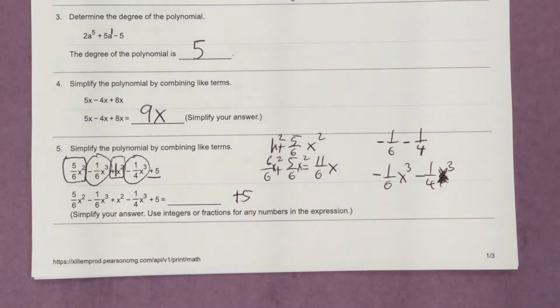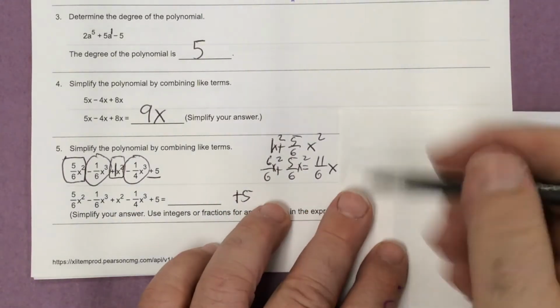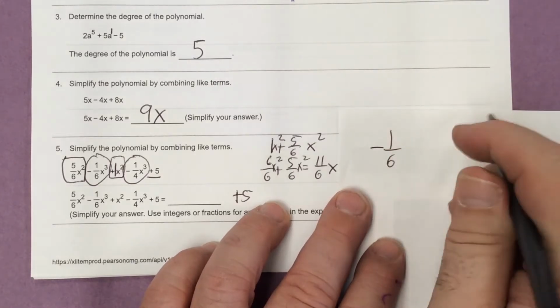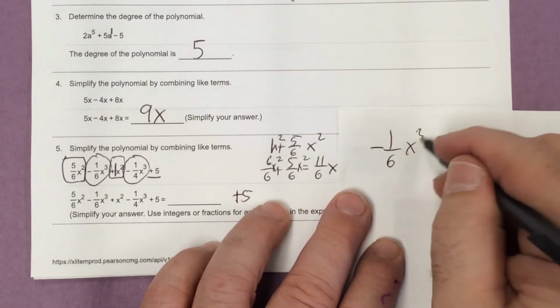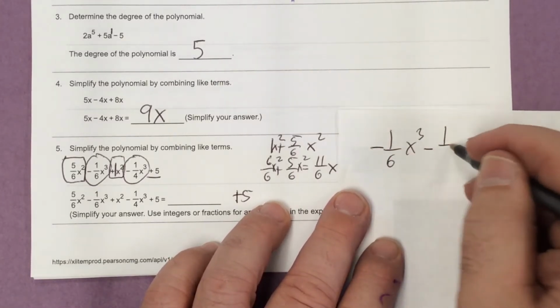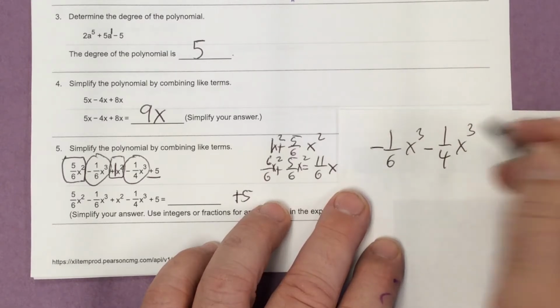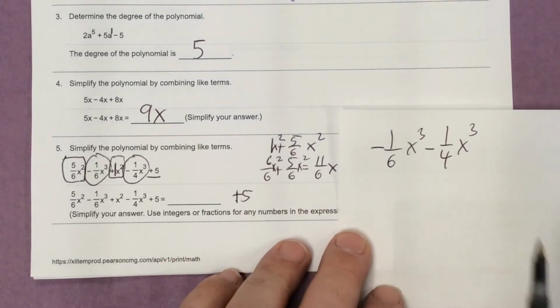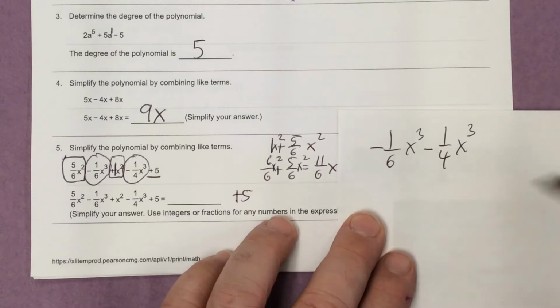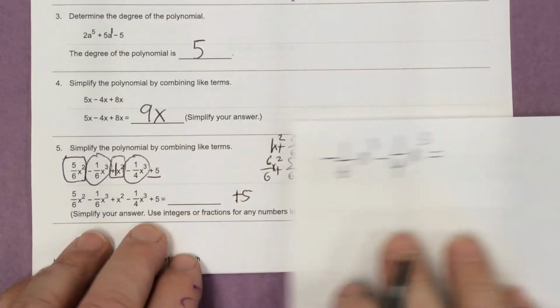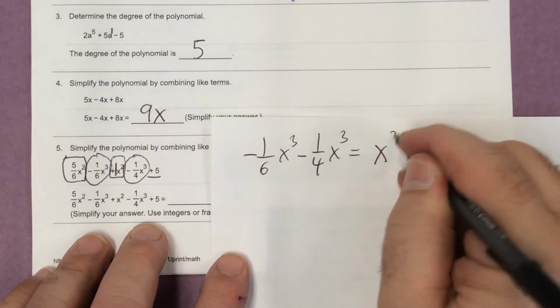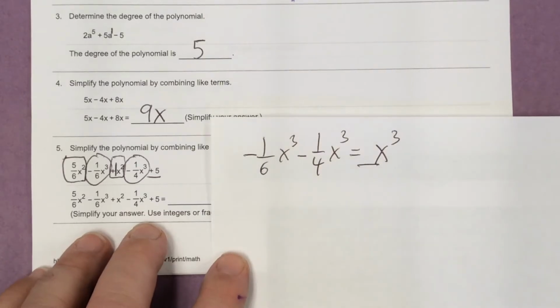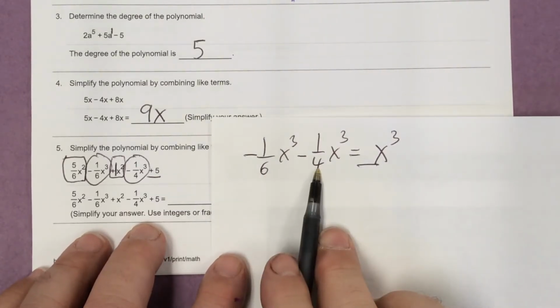So let me go ahead and rewrite this on a separate piece of paper. So I have negative 1/6 x to the third, negative 1/4 x to the third. Again, what you're really focusing on, you know your final answer is going to have x to the third, it's what's the number going to be in front. You have negative a sixth and negative a fourth. You're going to carry out this subtraction.